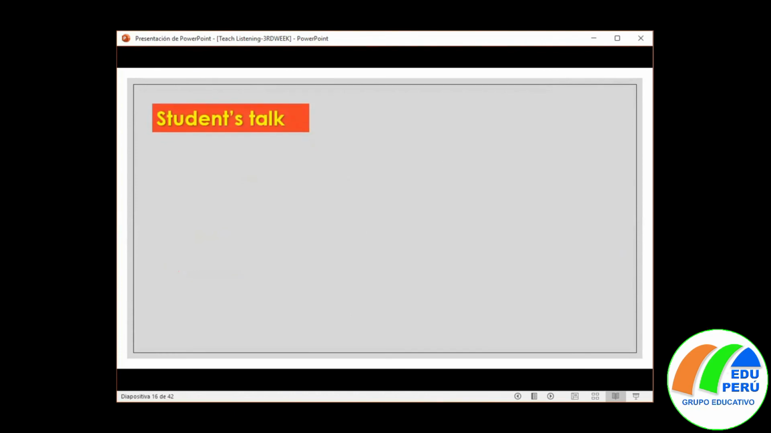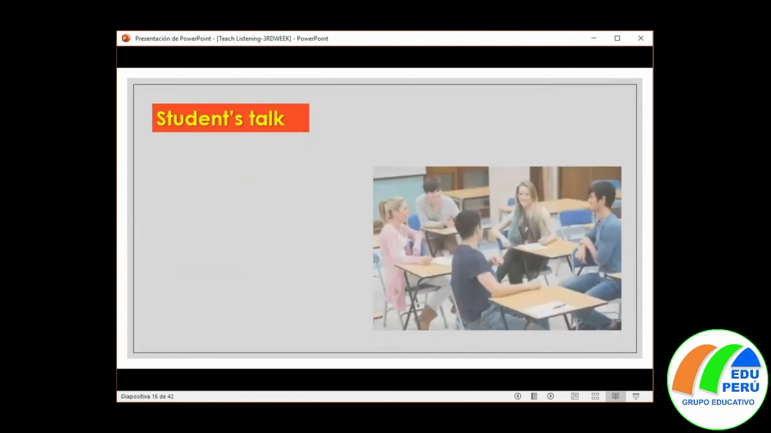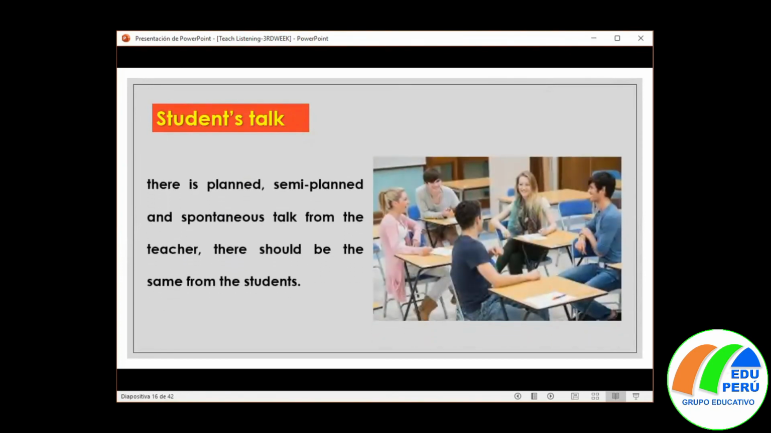The students' talk is another source of listening, so they are going to interact. There is planned, semi-planned, and spontaneous talk from the teacher, and it should be the same from the students. When you give them tasks to develop, like preparing a conversation, they start listening to each other and talking. This is planned because they are preparing, or maybe they give a short presentation.